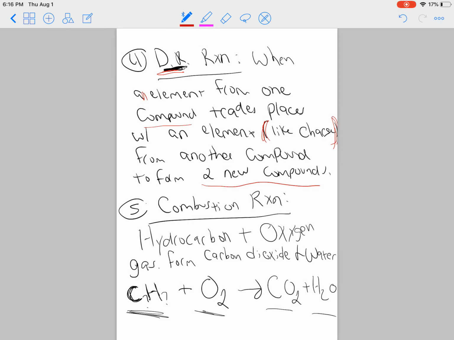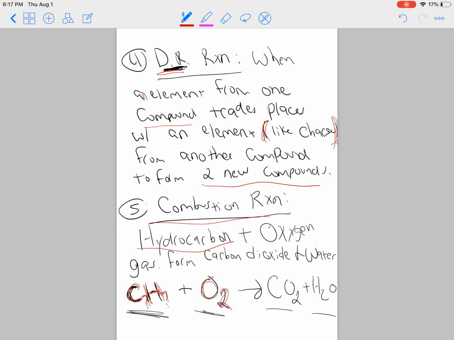Finally, our fifth and final type of reaction is combustion reaction. Combustion reactions are very straightforward. That's when a hydrocarbon, which is the CH, when a carbon bonds with a hydrogen, and you can have any numbers here for your subscripts, but hydrocarbon, when a carbon is bonded to a hydrogen, and then it reacts with oxygen gas, which is O2.